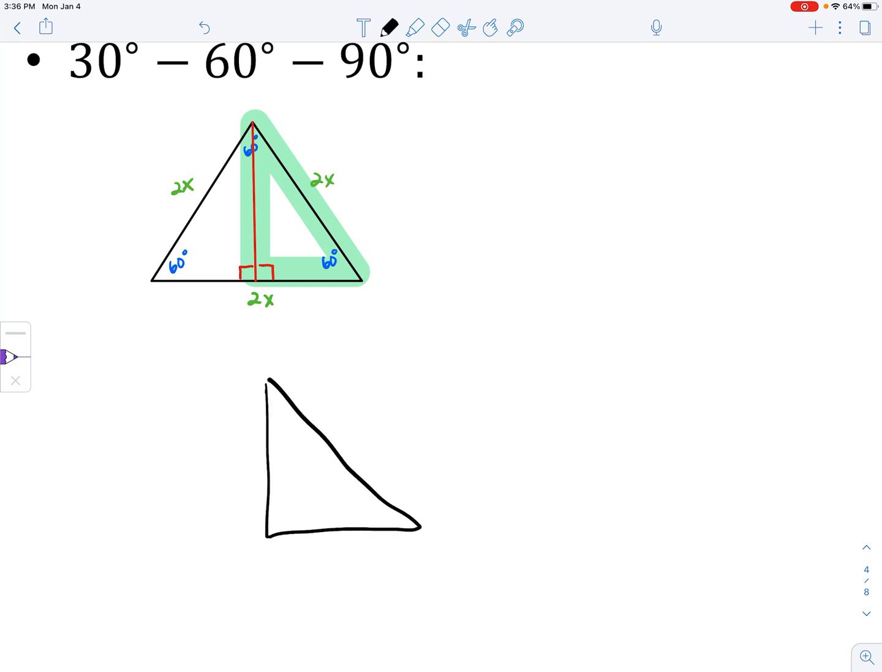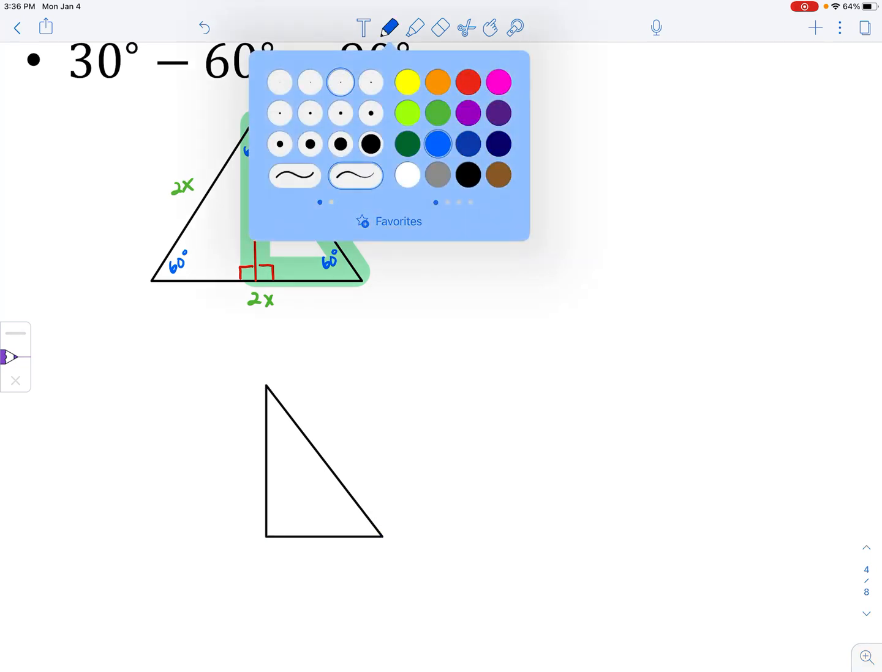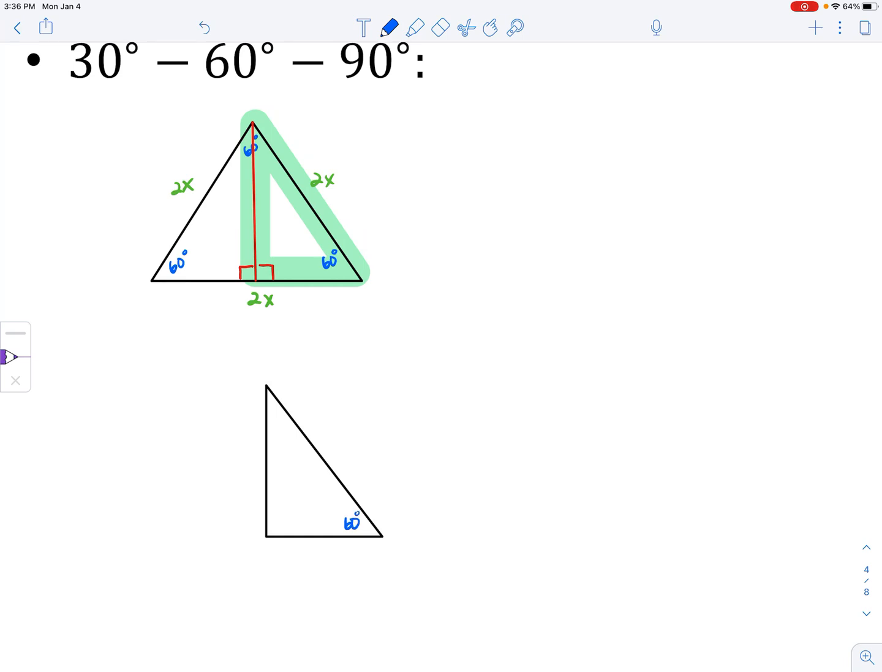That didn't work out so well. Here, let me try again. There we go. Okay, so let's say that's just that triangle that I highlighted. This angle would be 60 degrees.